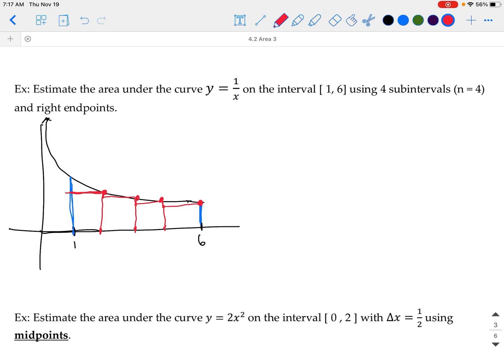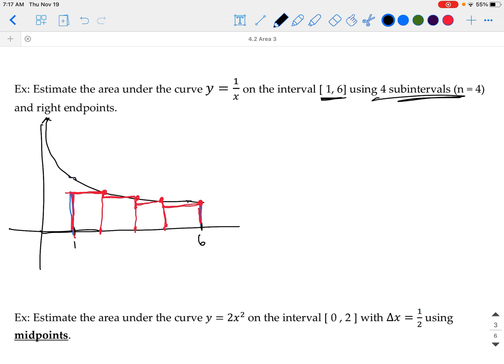So our right endpoints is going to be a slightly smaller rectangle each time from left to right. And actually, we don't need to highlight this portion up here. We're not including that. Okay, so that's going to be our right endpoint approximation.